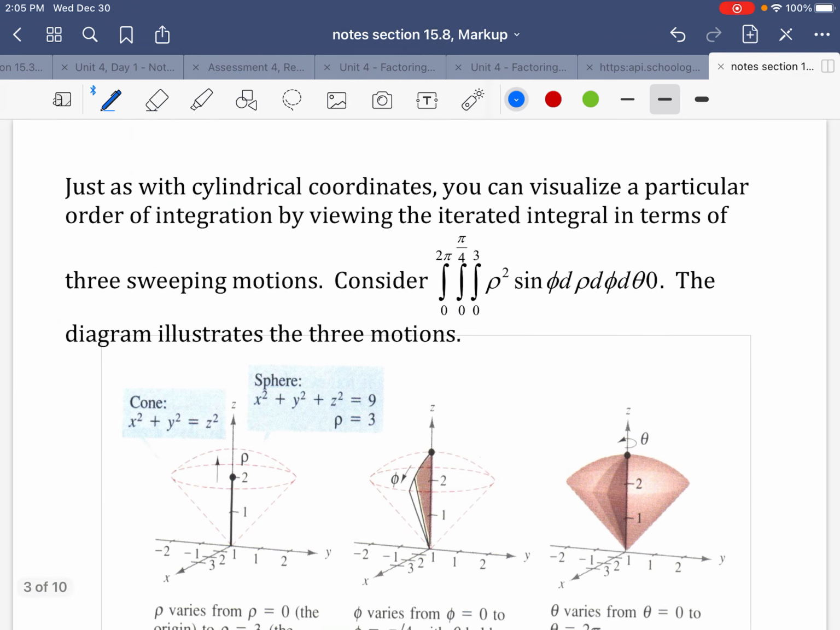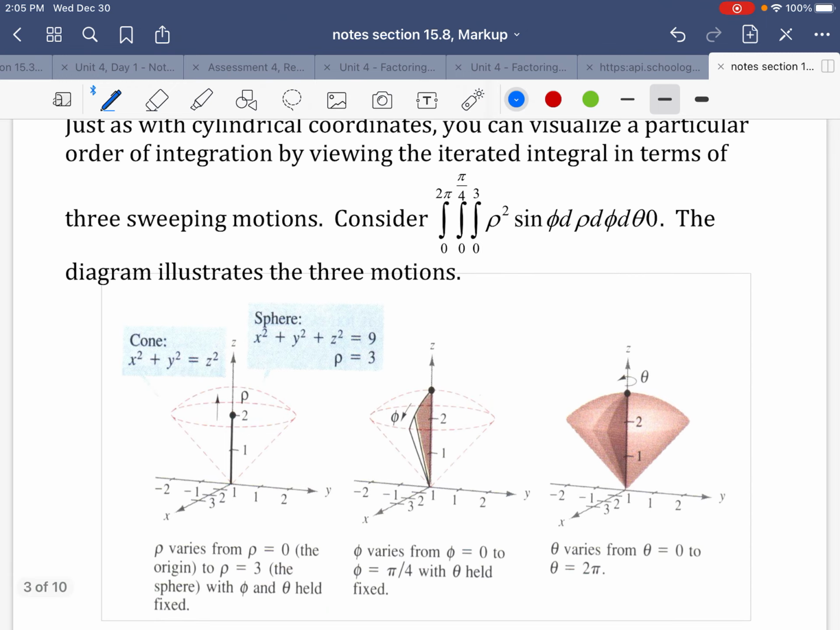All right. So just like with cylindrical coordinates, you can visualize a particular order of integration by viewing the iterated integral in terms of 3 sweeping motions. So this rho right here, remember we're going to go from basically the center out to a certain sphere. Then phi is going to take you down to a certain angle, and then theta takes you a sweeping motion around however far you need to go. So that's what these 3 pictures are. And right there's that piece that you have to put in every problem.